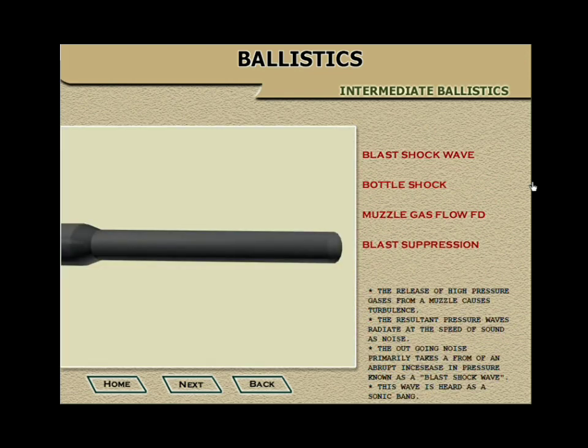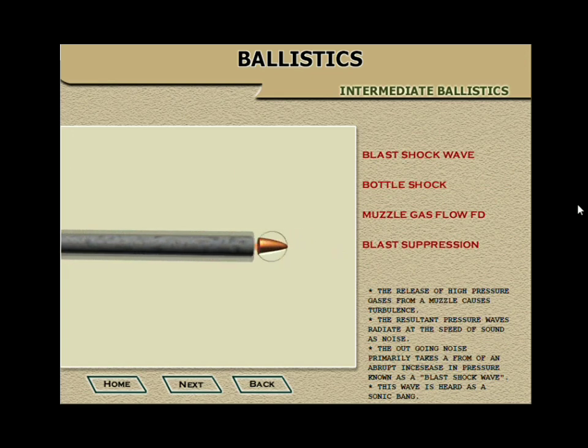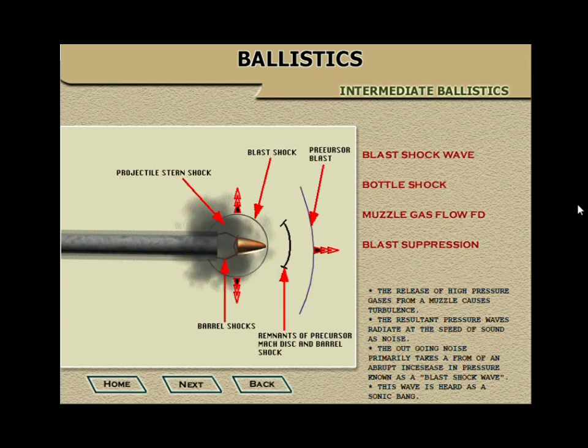The release of high pressure gases from the muzzle radiate at the speed of sound as noise and cause turbulence. Noise is generated both away and towards the muzzle. The outgoing waves, on account of sudden expansion, travel at more than the speed of sound, resulting in the sonic bang, and is called the blast shock wave.